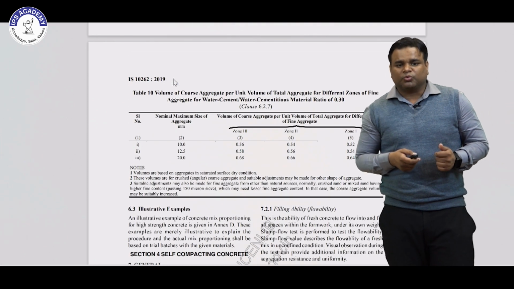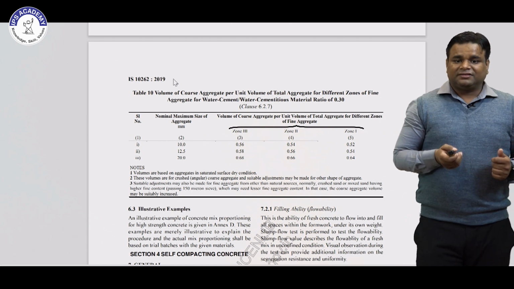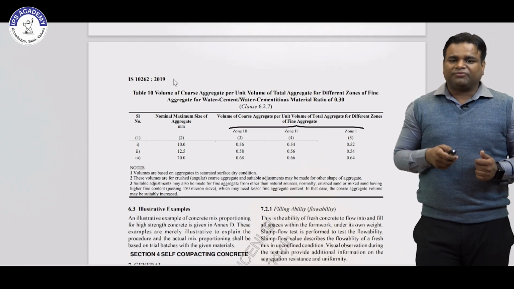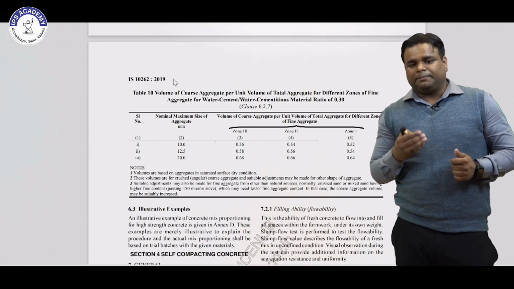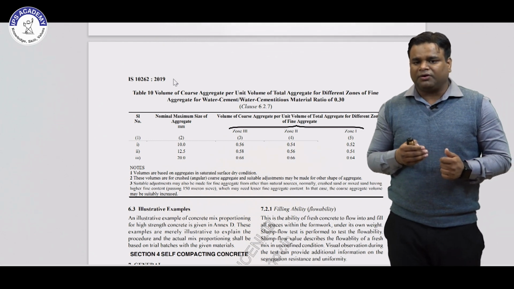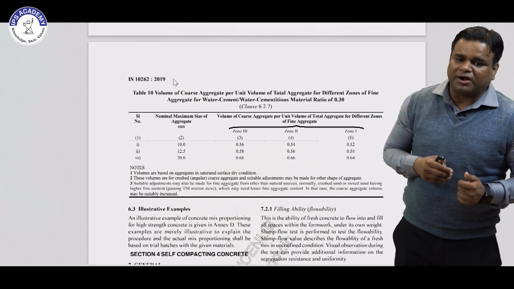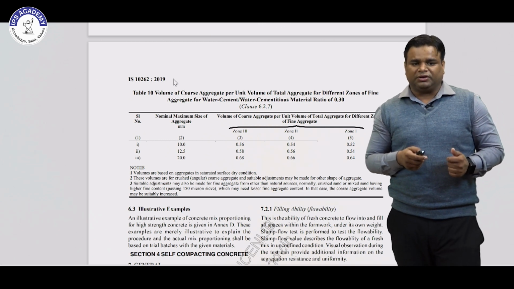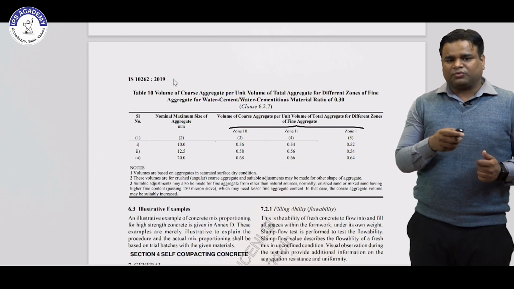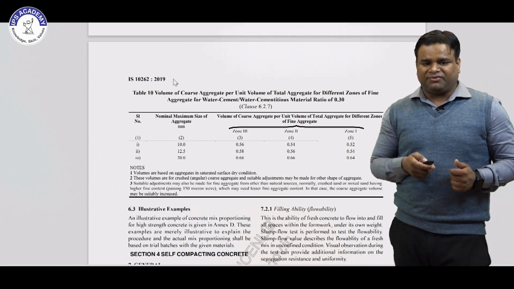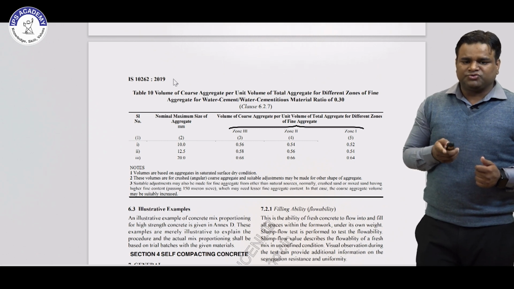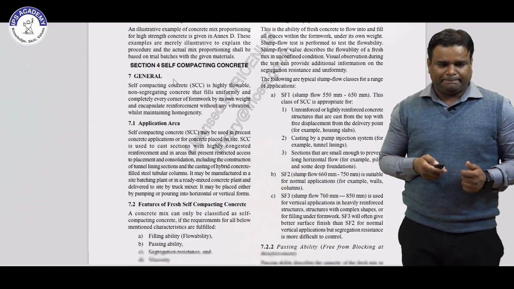Then the volume of coarse aggregate for different zones of fine aggregate is given for a water cement ratio of 0.3. So this is the table for 0.3, but in the previous section for ordinary concrete the water cement ratio was 0.4. So here the water cementitious material ratio is 0.3 only. According to that, the volume of coarse aggregate can be defined for the different zones of fine aggregate. In that, zone 1, zone 2 and zone 3 are given.